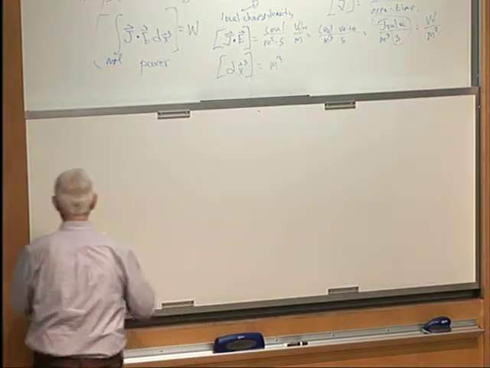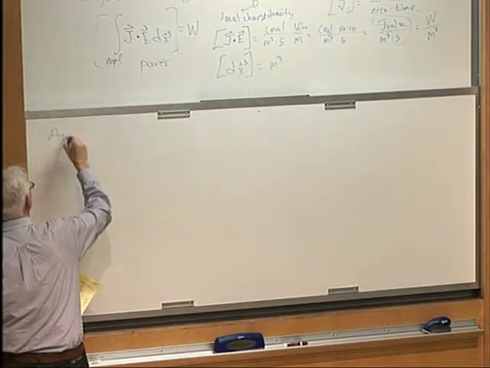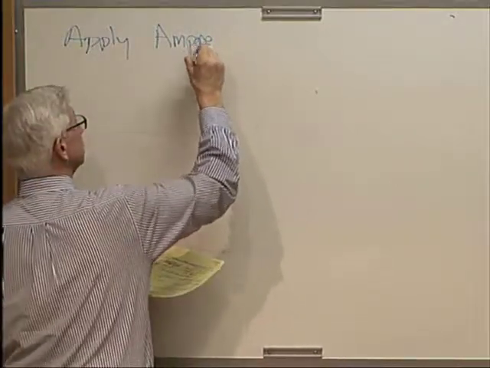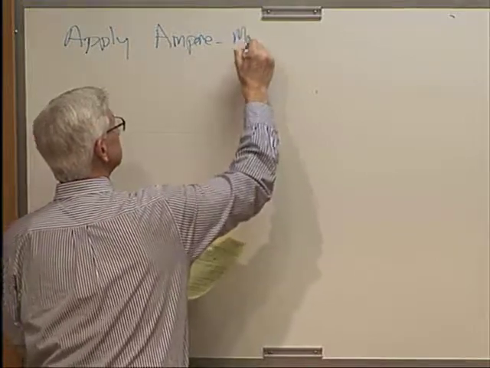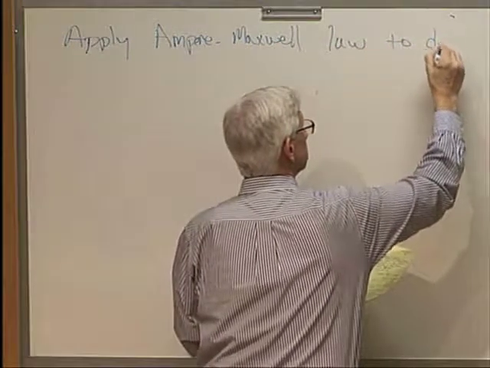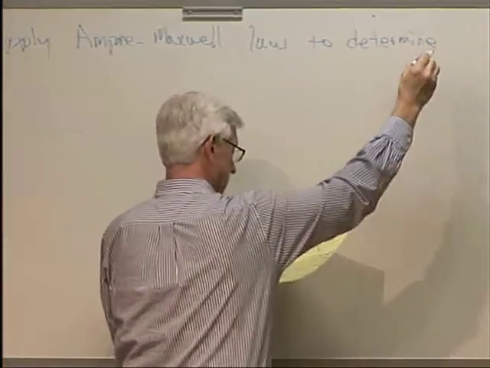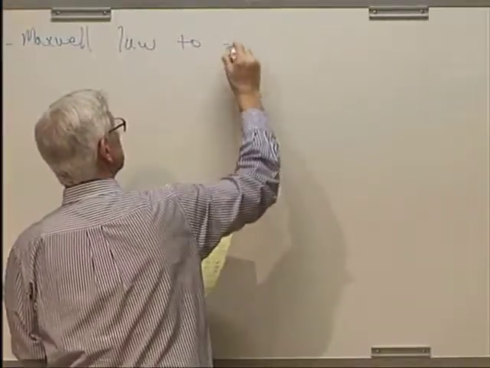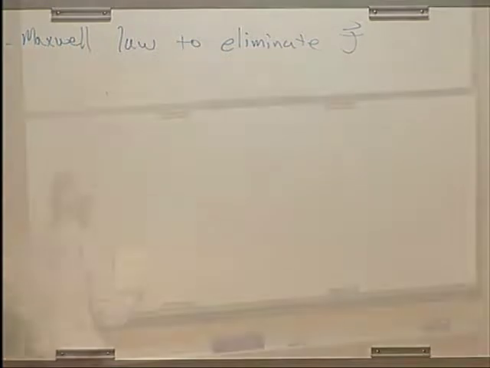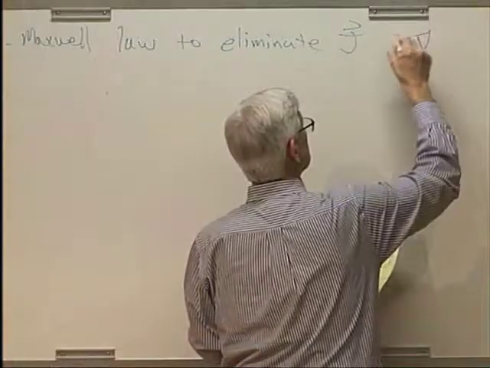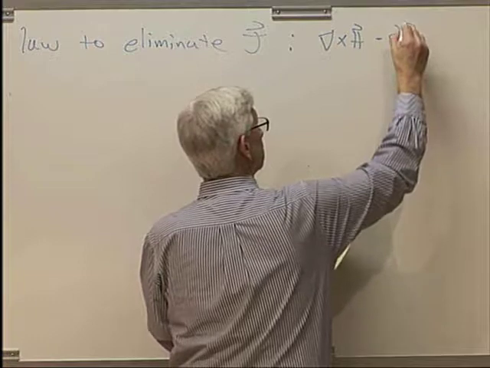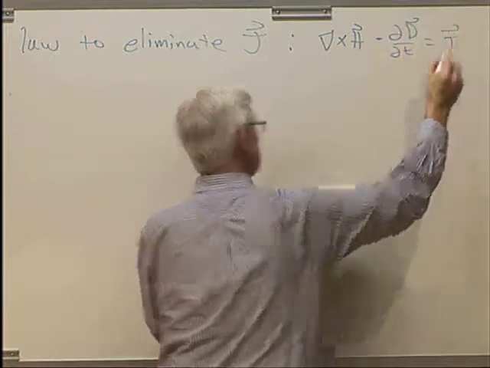All right, so now we're going to apply one of Maxwell's laws, to eliminate J. That's del cross H minus the derivative of the displacement is equal to J. So we'll just substitute that in for J.